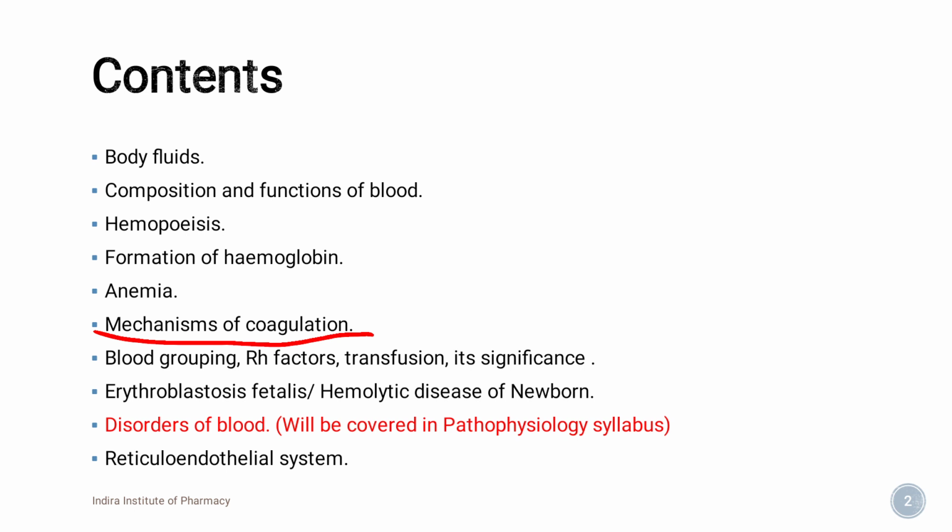Transfusion, its significance. Then we have erythroblastosis. Then we have one disease, that is HDN, that is hemolytic disease of newborn. And then we have disorders of blood, which will be covered in your subsequent semester. And the last subtopic that will be covered is reticuloendothelial system.